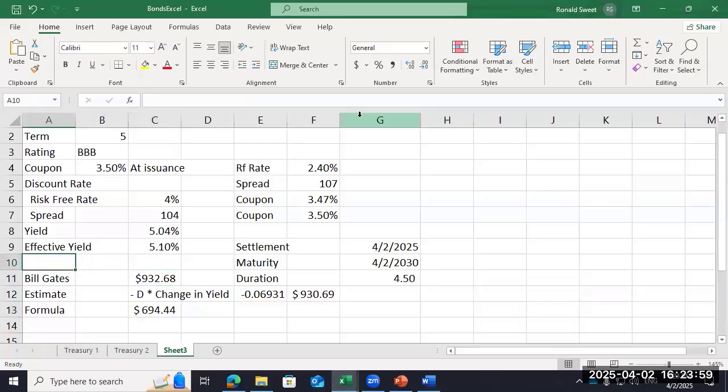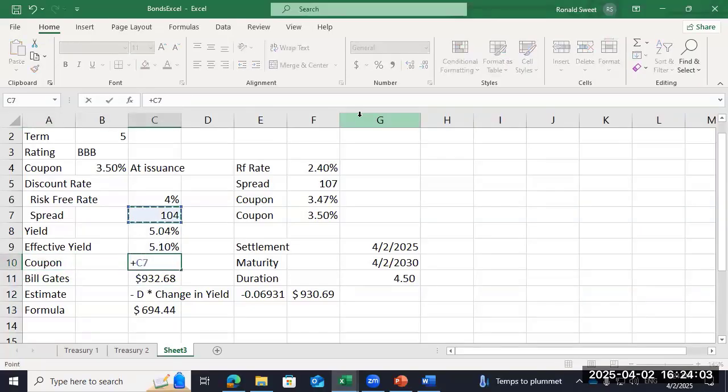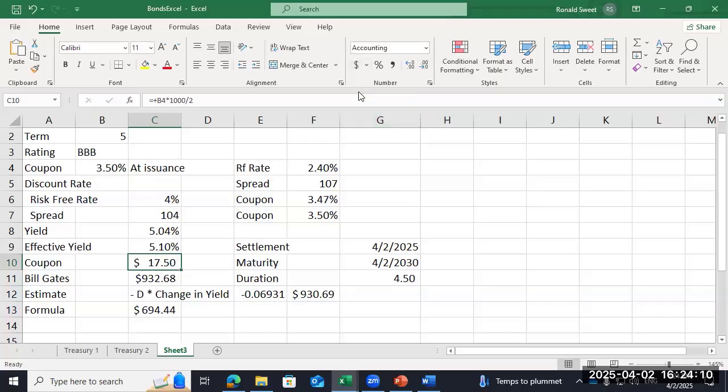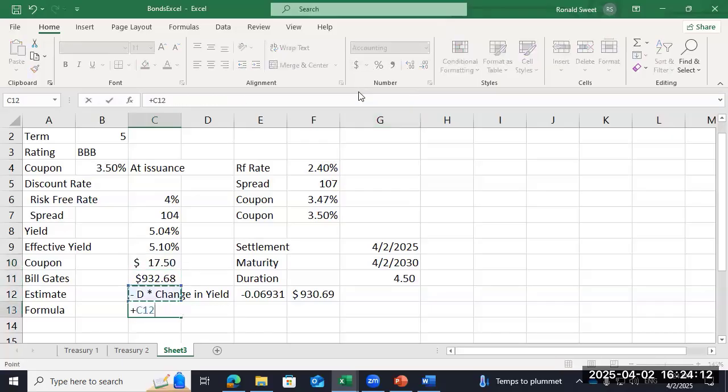We probably should just put the coupon in here so we have it in dollars. So 3.50 times 1,000 divided by 2 because it pays twice a year. So $17.50. So if you take $17.50 and divide it by the yield, you have to divide the yield by 2. That's what it'd be worth. That's what you would pay for $17.50 every 6 months for all of eternity. It's not an infinite number.